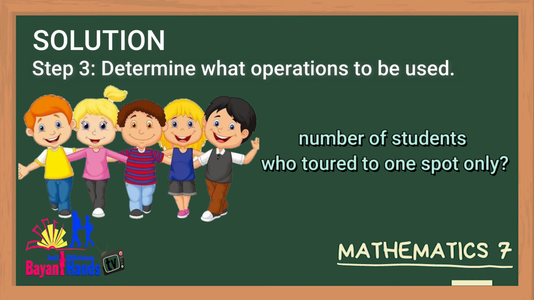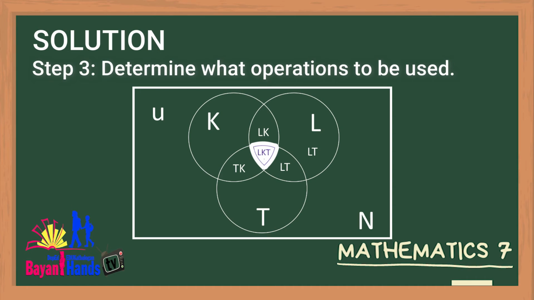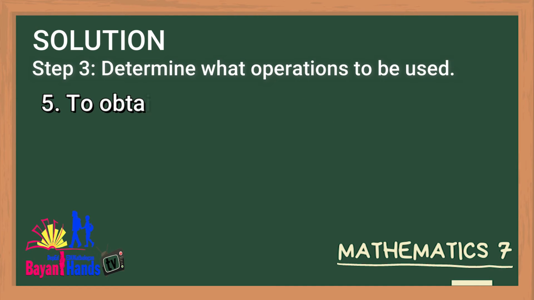What about the number of students who toured to one spot only? That number stands for L, K, and T in the Venn diagram, right? Let's have the set for those who went to Lake Cebu.